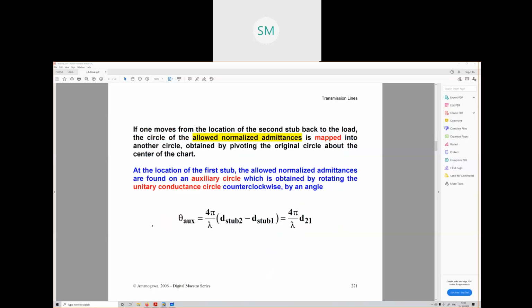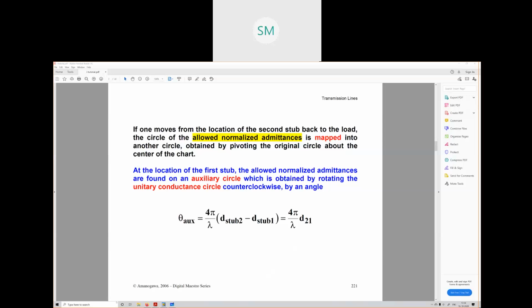This one is a bit tricky to understand. If one moves from the location of the second stub back to the load, the circle of the allowed normalized admittances is mapped onto another circle, obtained by pivoting the original circle at the center of the chart. What does this mean? Just note this paragraph is very important. Note what is written in black.